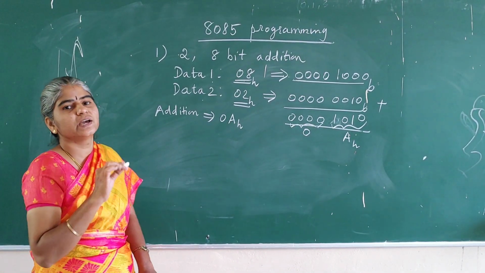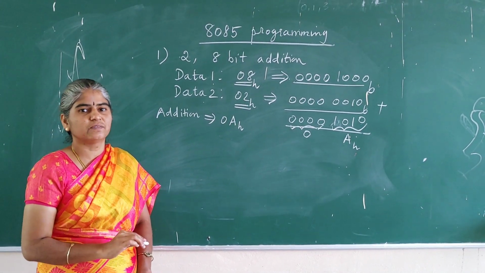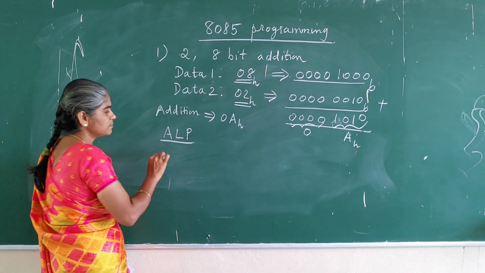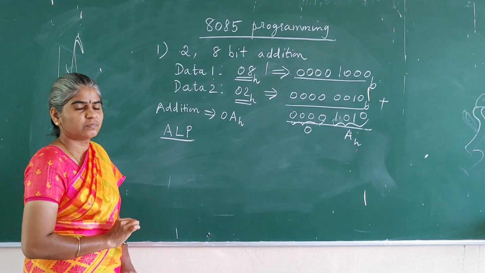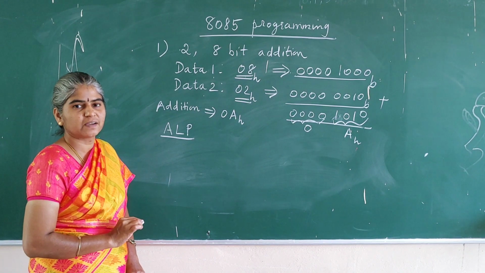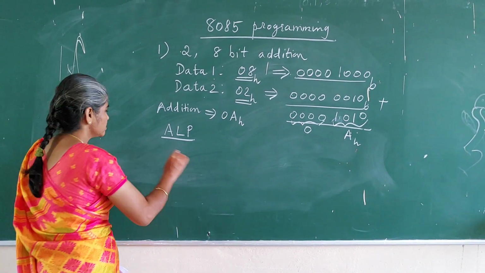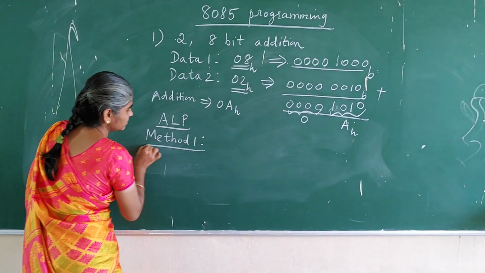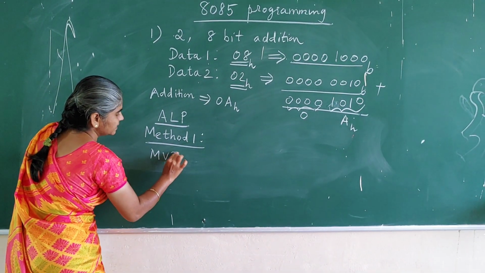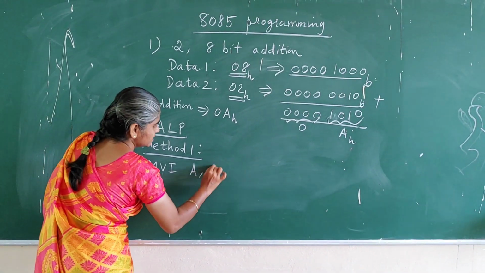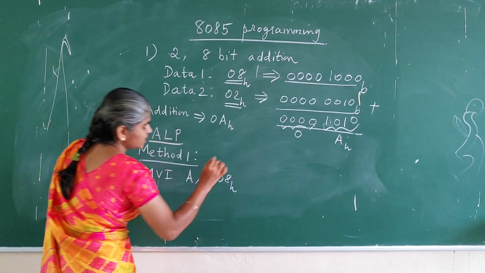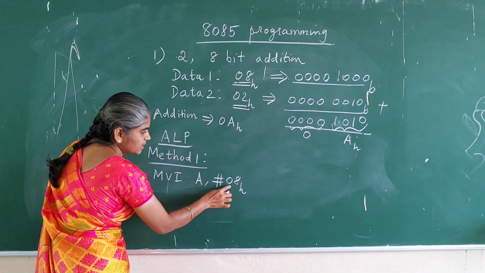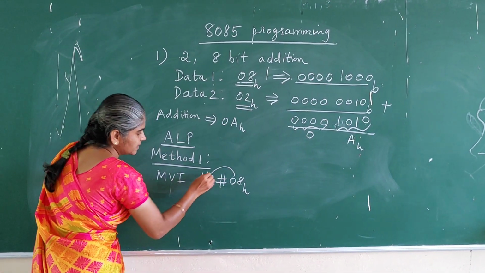For this, we are now going to write the assembly language program, simply called the ALP. Here I take method 1. First, I get the data into a register. The immediate data 08 is the first data. This hexadecimal value is immediately moved to the accumulator register.